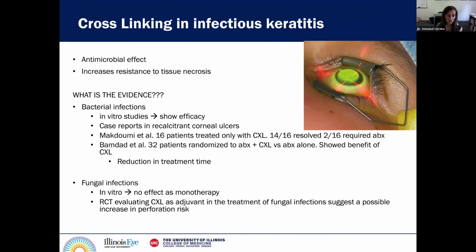Another study looked at 32 patients, and these were randomized to antibiotic and cross-linking, that was one arm, versus antibiotic alone, that was the second arm. This study also showed a benefit of cross-linking with a reduction in treatment time. So it seems that for bacterial infections, there might be a benefit here. What about fungal infections? In vitro, it has not shown efficacy as a monotherapy. There is a randomized clinical trial evaluating collagen cross-linking as an adjuvant in the treatment of fungal infections, and actually, the early results suggested a possible increase in the perforation risk when collagen cross-linking was used.